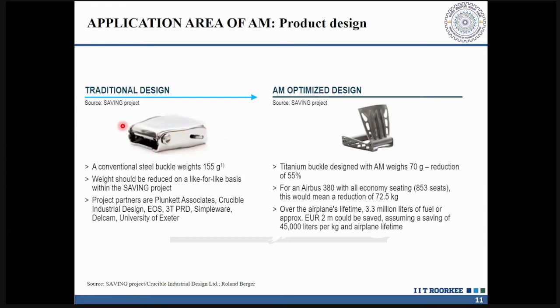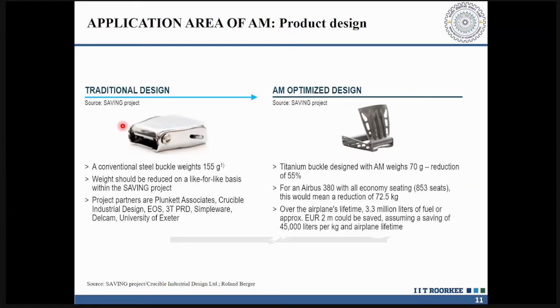Because of this 155 grams of a single buckle, the aerospace companies came into existence. Let us try to have more dividends, more profit, when we are flying from one country to the other. So if there has to be more profit, what do they have to do? They have to reduce their fuel consumption. And to do that, they have to reduce the weight of their aeroplane.